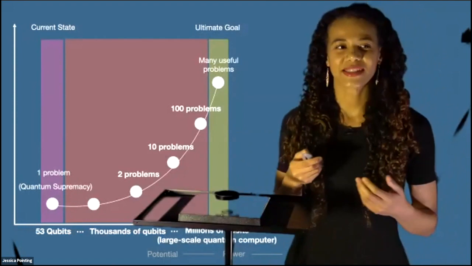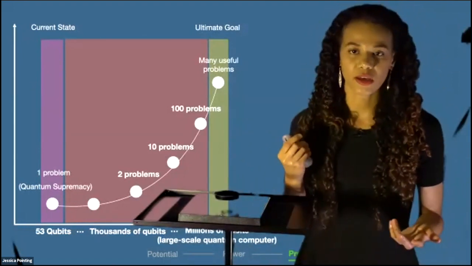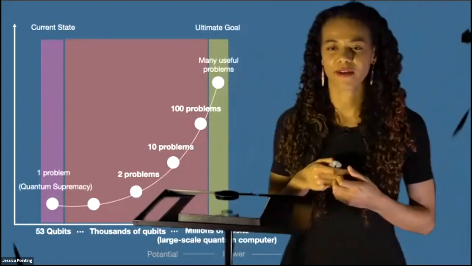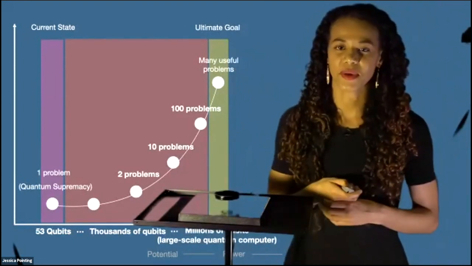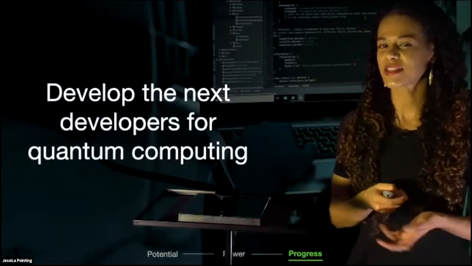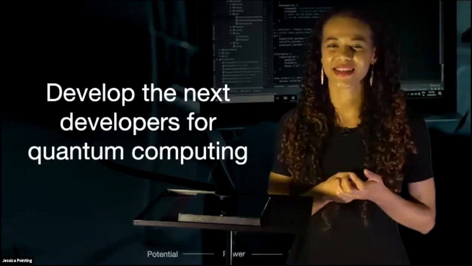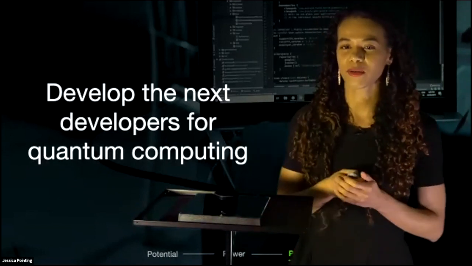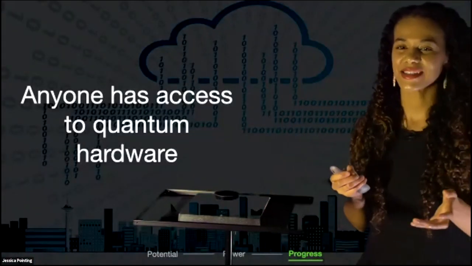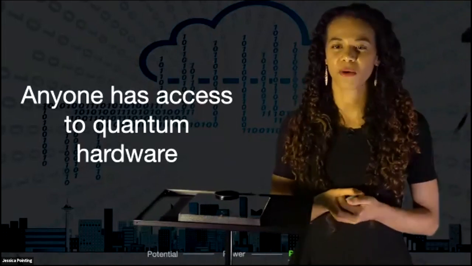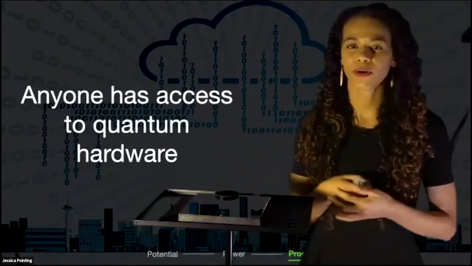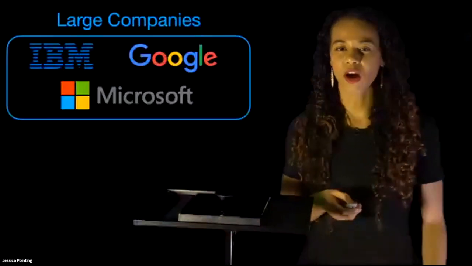And this is really where I would say the opportunity lies for those people who want to get involved in quantum computing. You can think of, what can we do on a quantum computer? Let's try and find some applications with the current devices we have today. And that's where the opportunity lies. And that's why I think we need to develop the next developers for quantum computing, because they're the ones who are going to be able to design the quantum algorithms or program the quantum computer to solve a particular problem. And the great thing is that anyone has access to the quantum hardware. As I showed you earlier in this talk, anyone can access the IBM Q experience. That means anyone can essentially program on a quantum computer. So there's a big opportunity here.